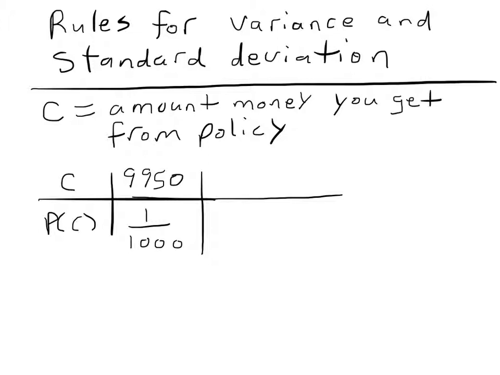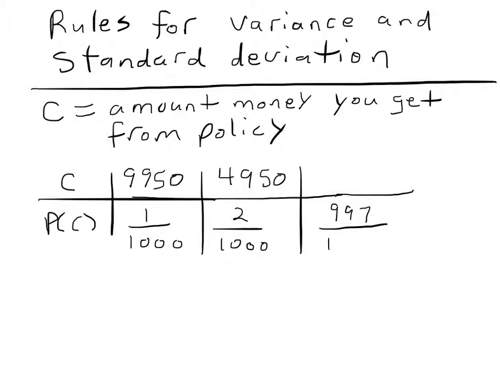So then there's a 2 out of 1,000 chance that the person is disabled. They get the $5,000, but again, they paid the $50 premium for the year, so I'm going to subtract that out. So they would get $4,950. And then if the person stays healthy, which is a high probability, 997 out of 1,000, then they're not going to get any money from the company. So I'm going to make the value for C be negative 50 here, because you actually paid the $50 and you're not going to get that money back if you stay healthy.